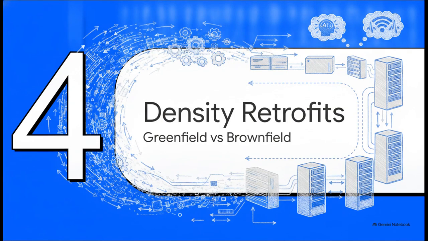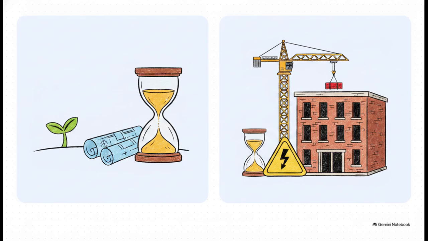Moving into some applied engineering now. Section 4, density retrofits. We're looking at greenfield versus brownfield. When you're comparing builds, greenfield obviously offers full design freedom because you're starting with empty land. But it takes about 18 to 24 months to construct.